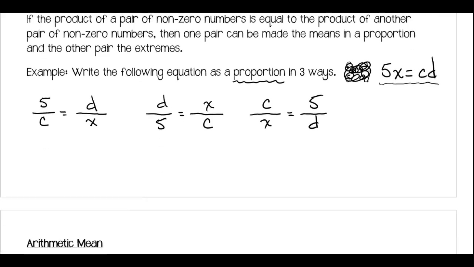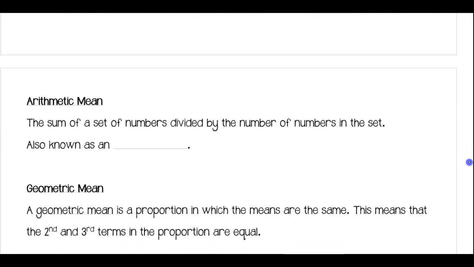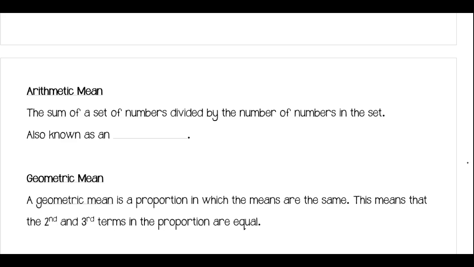All right, moving on. Arithmetic mean: the sum of a set of numbers divided by the number of numbers in the set. You guys probably know this better as an average. So this is an arithmetic mean.